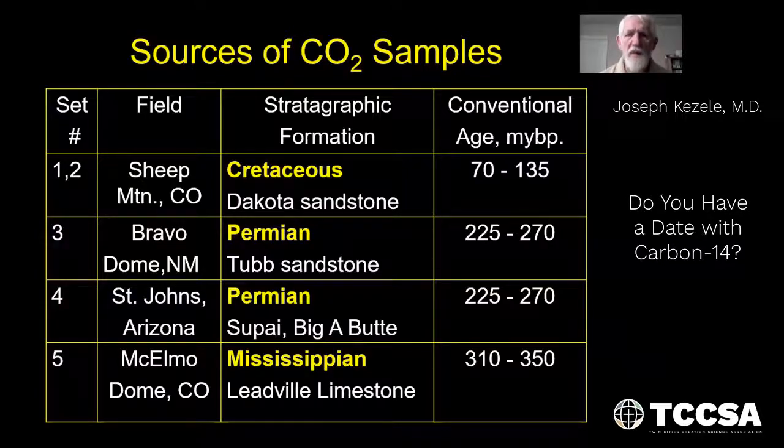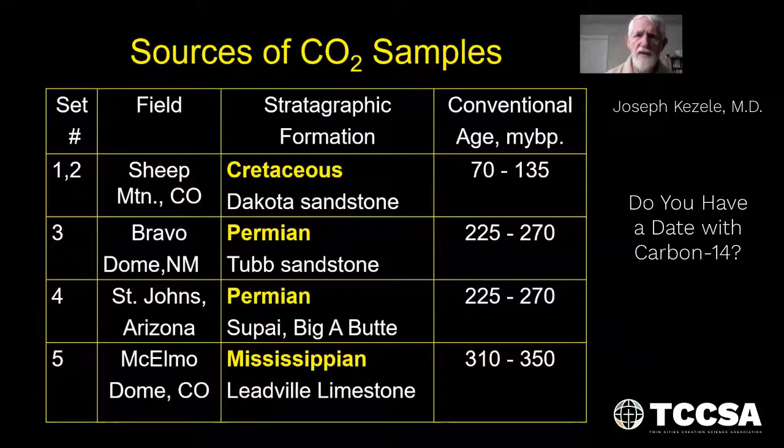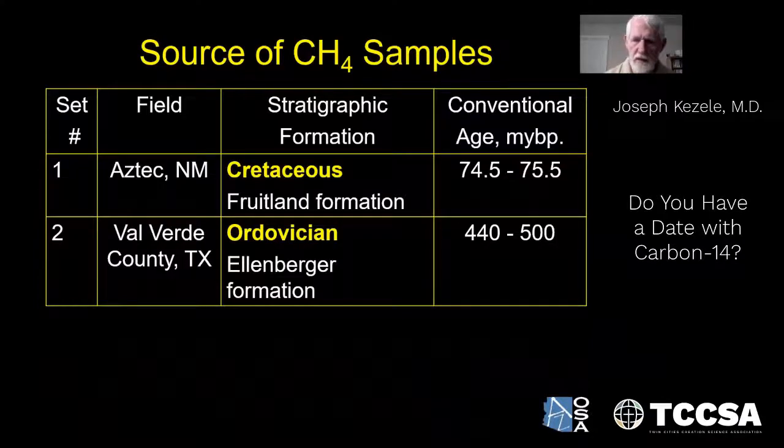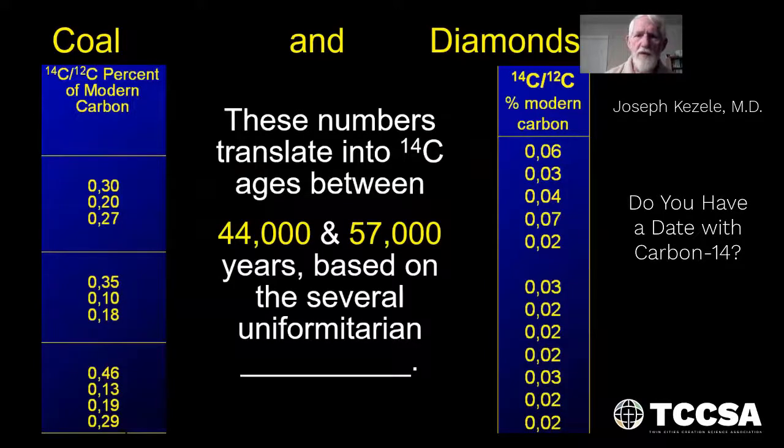And the results of these specimens, here it's showing the conventional ages of tens or hundreds of millions of years for these supposed ages for these specimen locations. And the first slide here is for carbon dioxide, and this slide is for his methane samples obtained from the coal beds, and showing what was, again, what was found with the coal and diamonds by the work of ICR and CRS, translating to somewhere between 44,000 and 57,000 years.